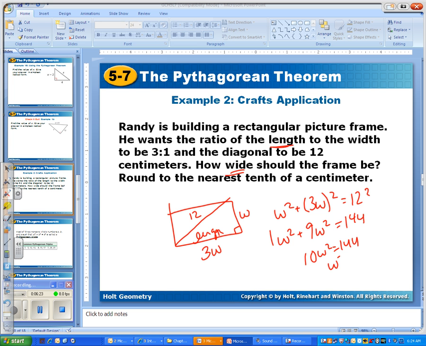Divide by 10, and you get w squared equals 14.4, and then you square root that, and we get that the width should be about, to the nearest tenth, 3.8 centimeters wide. Done. All right, have fun with Pythagorean theorem today. Yay.